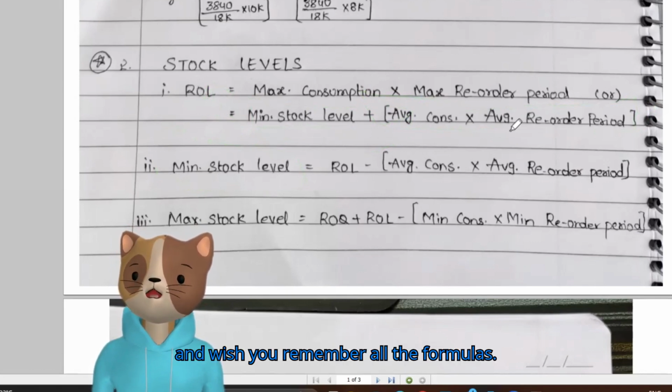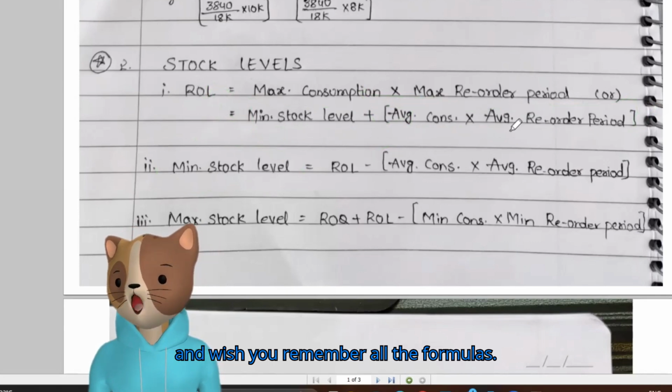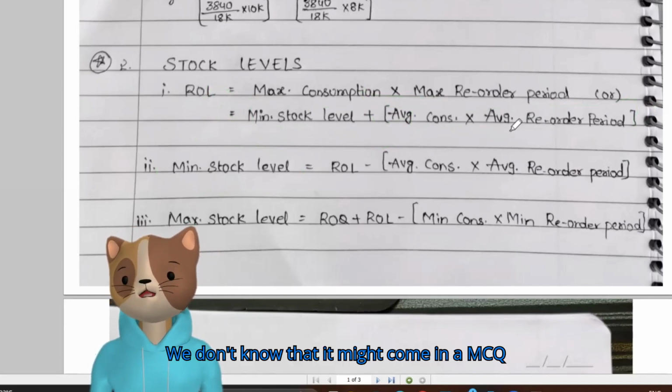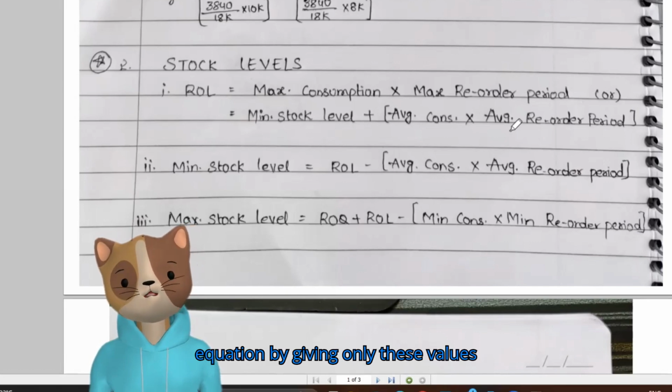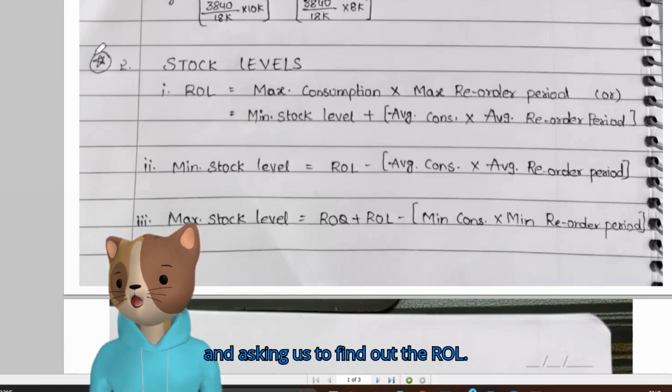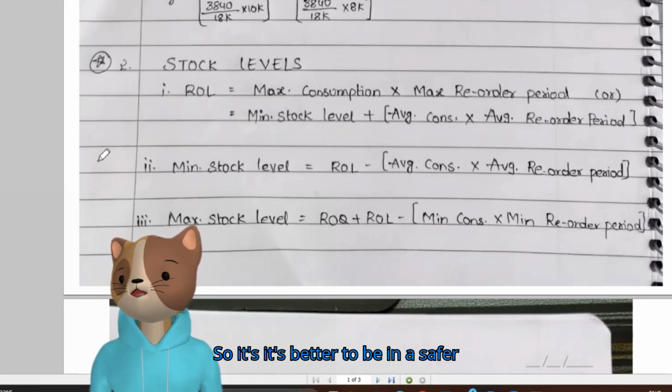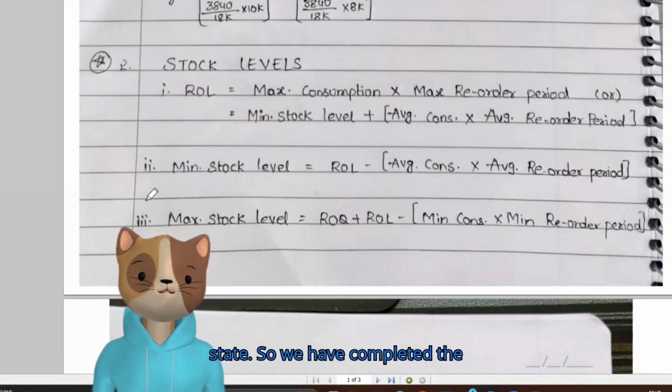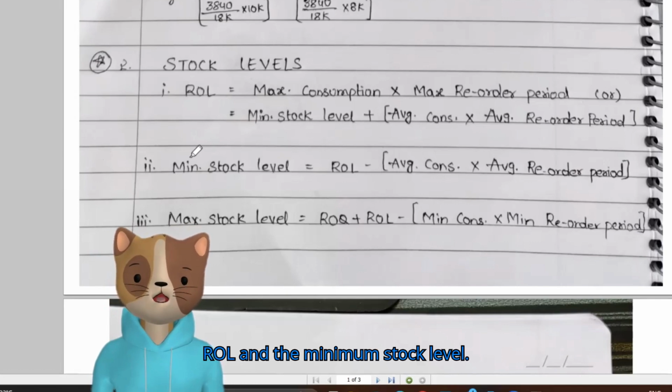I hope you remember all the formulas. We don't know, it might come in an MCQ question giving only these values and asking us to find out the ROL. So it's better to be on the safer side. So we have completed the ROL and the minimum stock level.